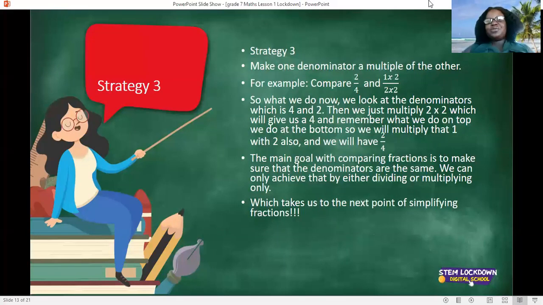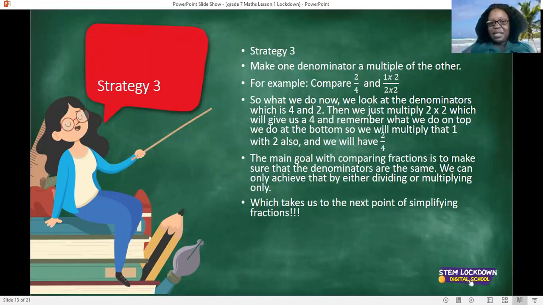So what we have to do is make sure we make these denominators the same. If I multiply 2 by 2, I get 4. So I'll have a 4 here and I'll have a 4 there. Remember, not forgetting that whatever you do at the bottom, you have to do at the top, or whatever you do on the denominator, you have to do on the numerator. So if I multiply this denominator by 2, I have to do the same thing on the numerator.